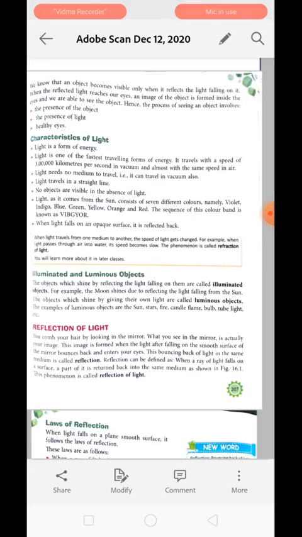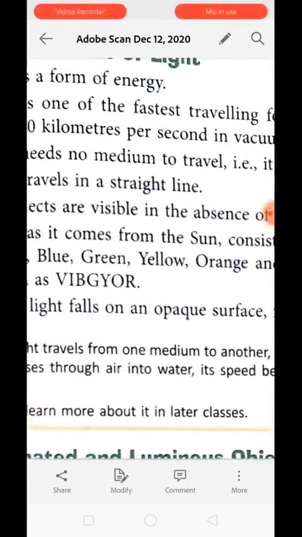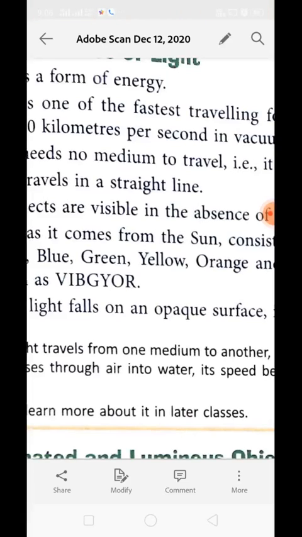Next, light as it comes from the sun consists of 7 different colors, namely violet, indigo, blue, green, yellow, orange and red. The sequence of this color band is known as VIBGYOR. It is a term that helps you remember the sequence. V is violet, I is indigo, B is blue, G is green, Y is yellow, O is orange and R is red. So we can remember the sequence of colors present in light by the term VIBGYOR.